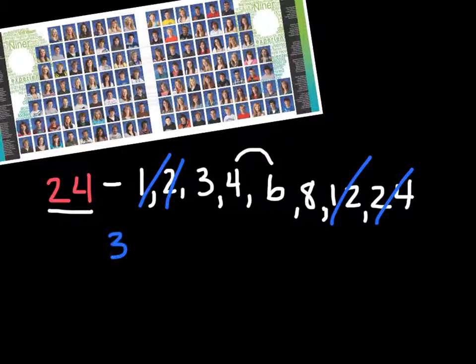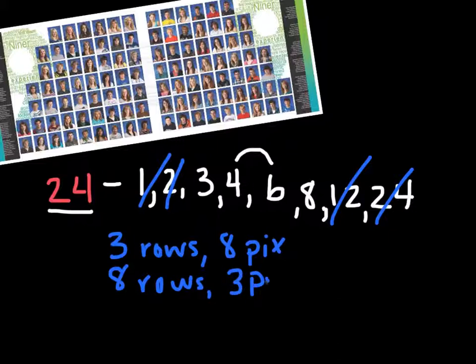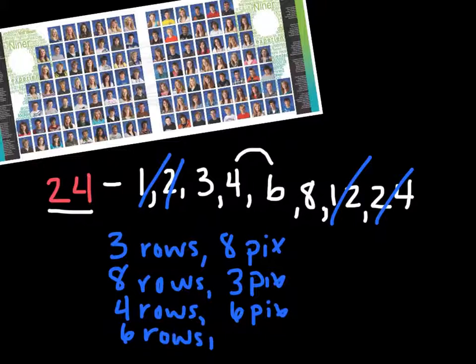We can have 3 rows of 8 photos. We could have 8 rows of 3 photos. We could have 4 rows of 6 photos, or 6 rows of 4 photos. So there are 4 possible ways that we can display the pictures.